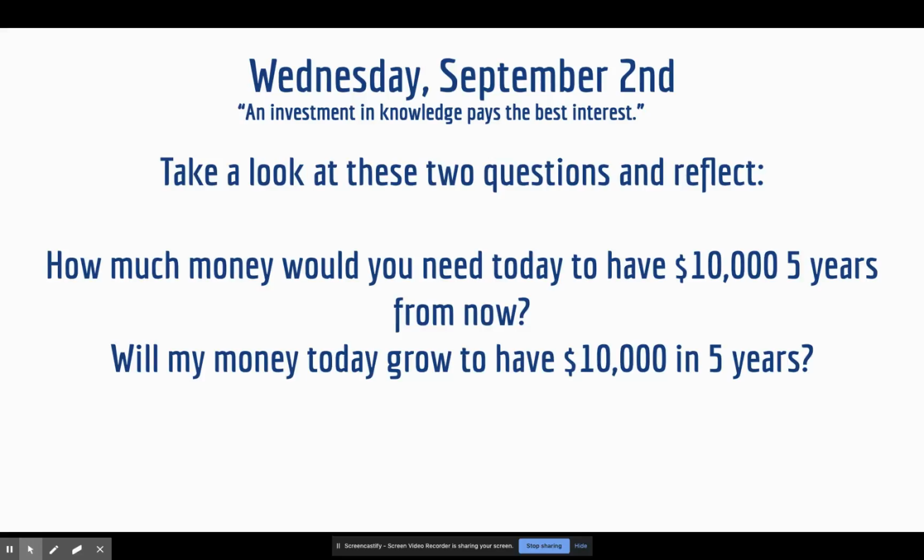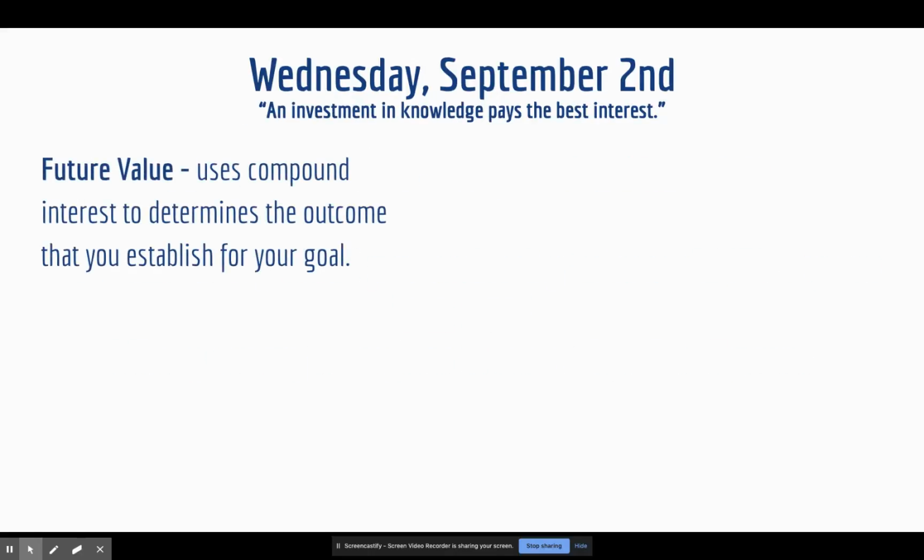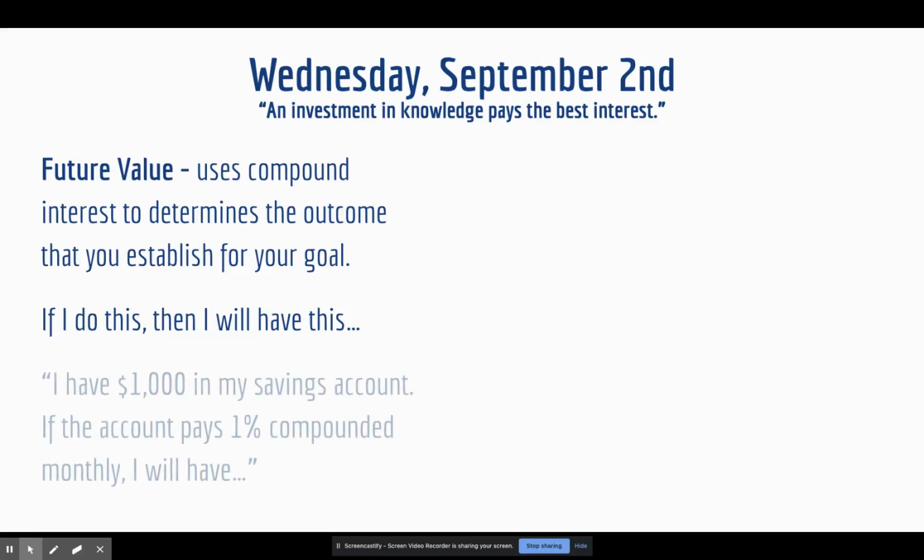Okay? And this is really where we start to differentiate between the concepts of present value and future value. So the future value uses compound interest to determine the outcome that you establish for your goal. So if I do this, then I will have this. Now, future value should look and sound familiar because last class, all of the compound interest calculations that we did, both together using that calculator and the power of compounding resource that we created, those are all future value scenarios.